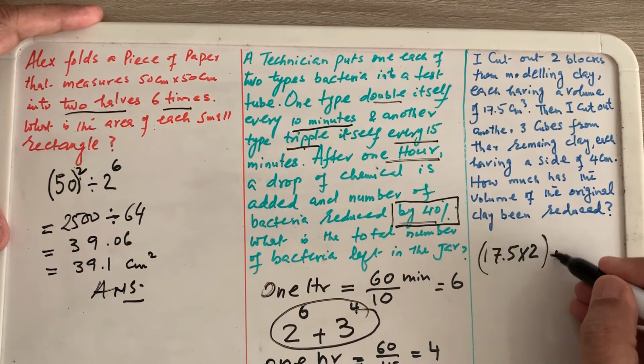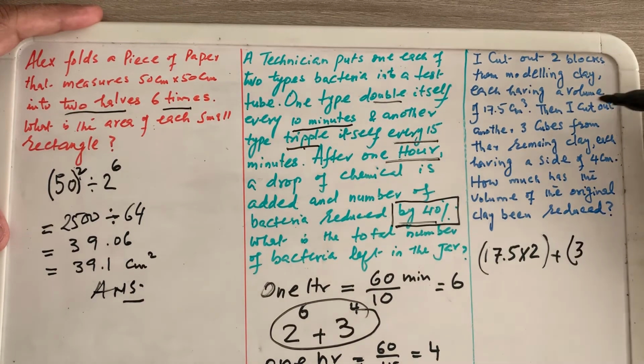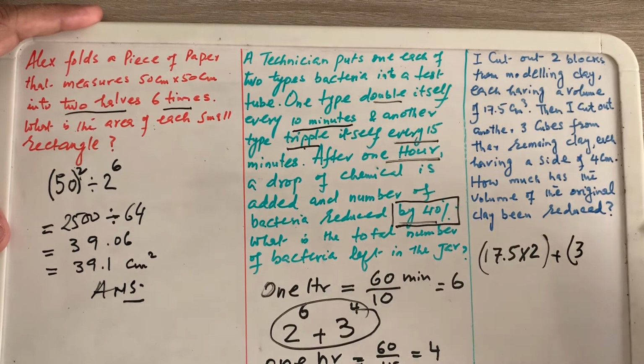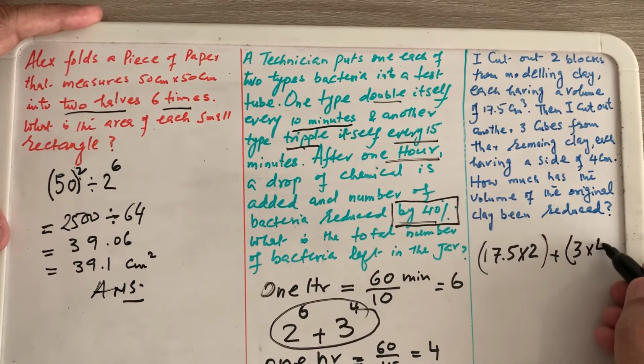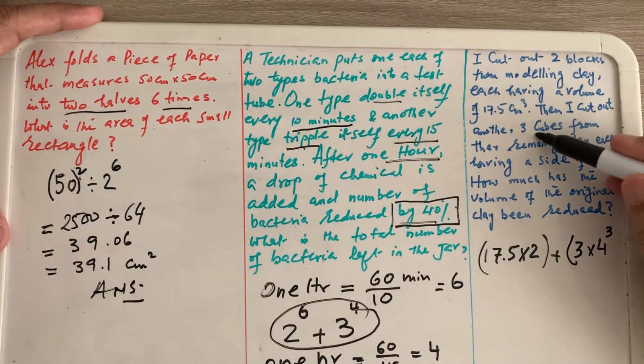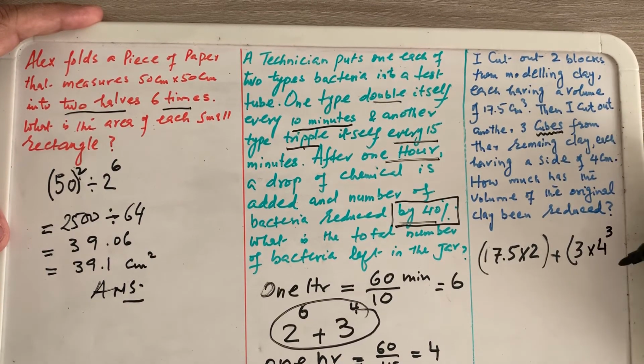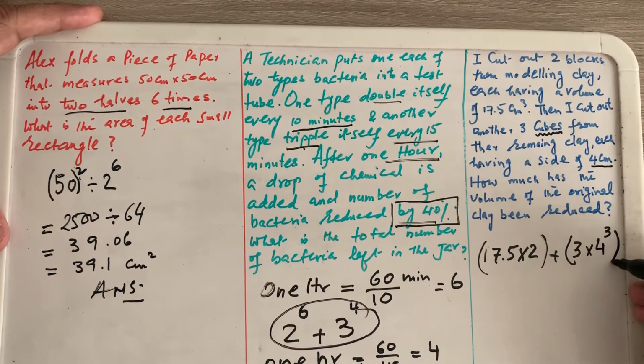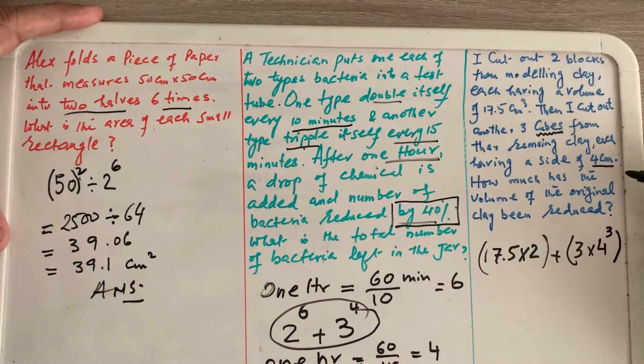And what else am I cutting? I am cutting 3 cubes from the remaining clay, each having a side of 4 centimeters. So 4 centimeter is my side, and we are dealing with volume. So that means centimeter cube, right? 4 centimeter cubes, 3 cubes. So 3 times what dimension? 4 centimeter. So 4 cube, right? 4 to the power 3. And this we have to see. Hope you understand the question, what he is saying.